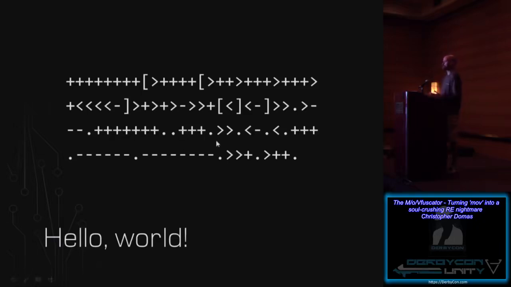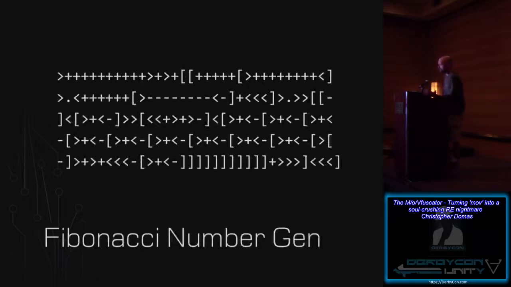So that's kind of how BrainYuck works. You just increment and decrement values, printing them out as you go along. And it turns out you can do anything with BrainYuck. This is the Fibonacci number generator in BrainYuck.